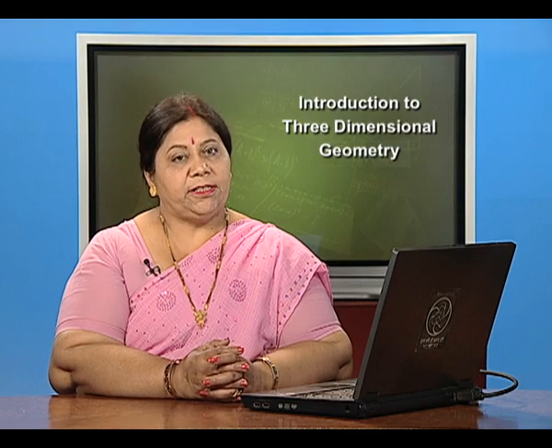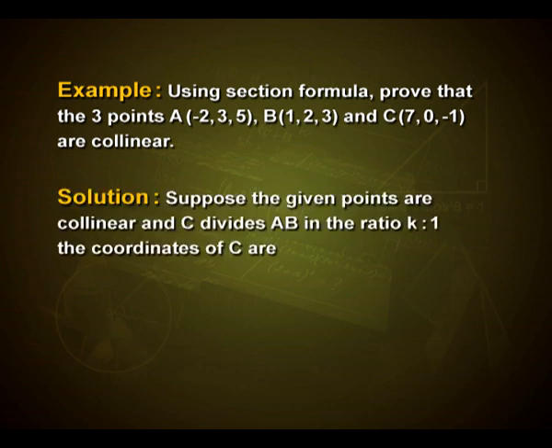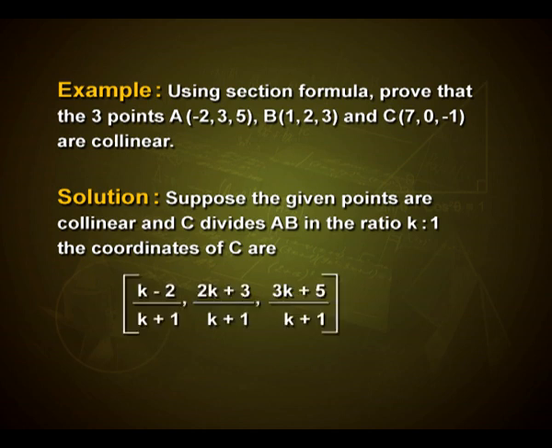Let us look into one more example here. Using section formula, prove that the 3 points A (2, 3, 5), B (1, 2, 3) and C (7, 0, -1) are collinear. Suppose the given points are collinear and C divides AB in the ratio k is to 1, the coordinates of C are ((k minus 2) upon (k plus 1), (2k plus 3) upon (k plus 1), (3k plus 5) upon (k plus 1)).